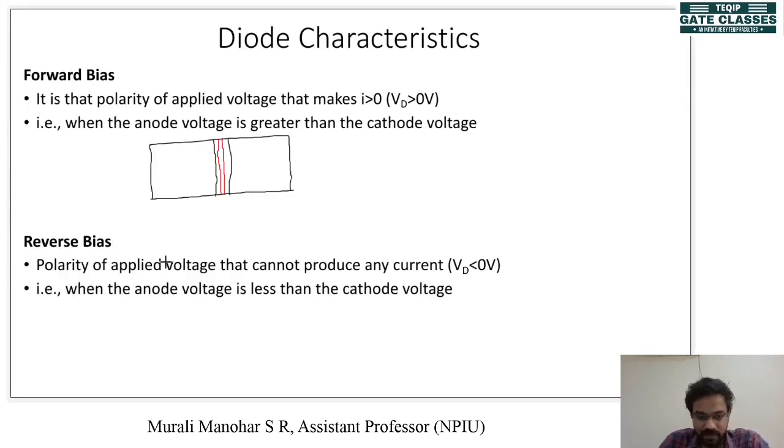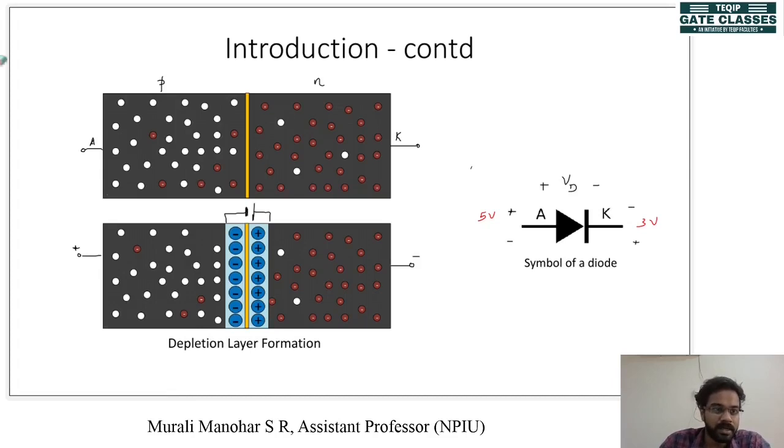So what happens in reverse bias is that we give a negative potential to the p-type material and positive potential to the n-type material. Now you might have understood that what I mean by negative potential to the p, that is negative potential to the anode and positive potential to the cathode. It is with respect to the other terminal.